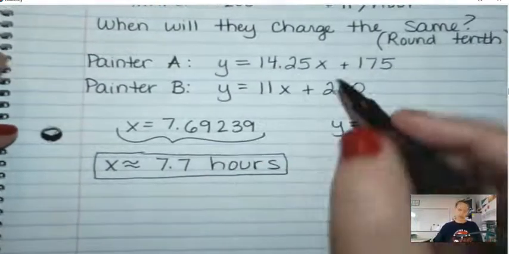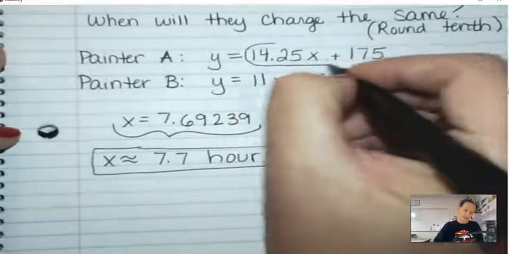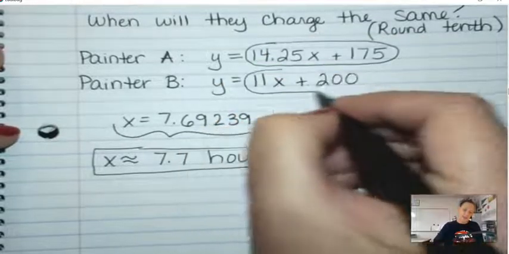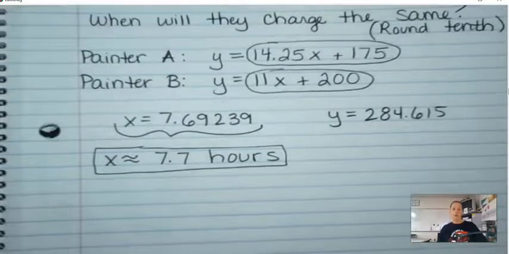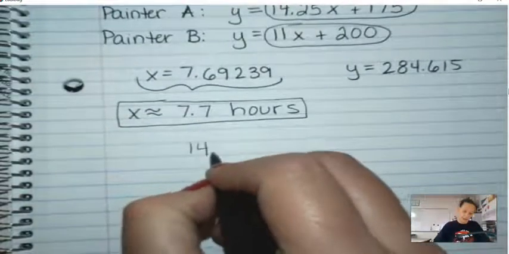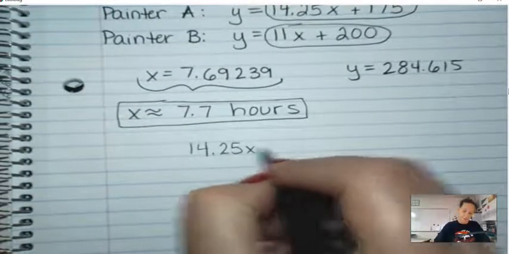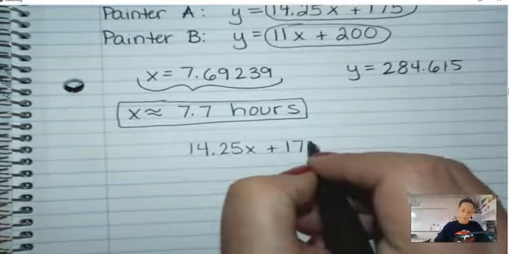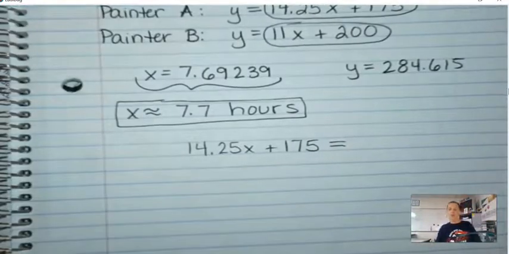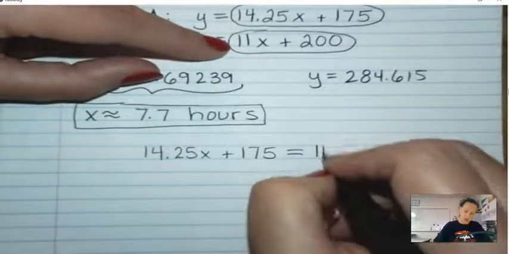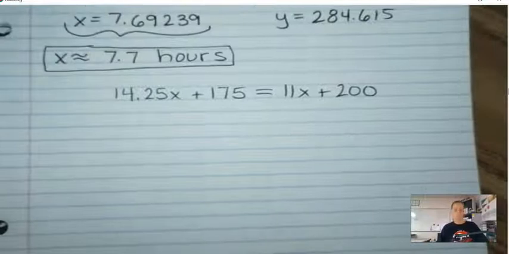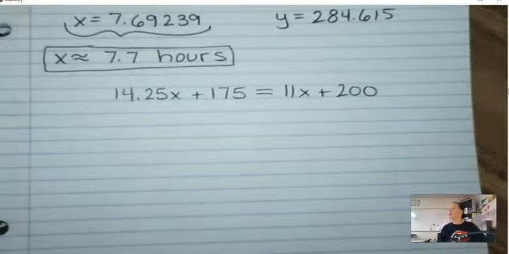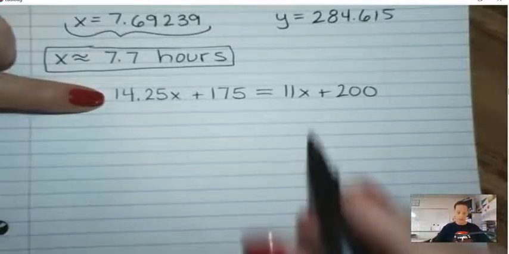So we have those two equations. We're going to set each of these equal to each other. So painter A, we're going to put 14.25x plus 175. I'm going to have that equal to the other equation, which is 11x plus 200. You can use your graphing calculator, that's okay with me. If not, this is how you do it by hand.